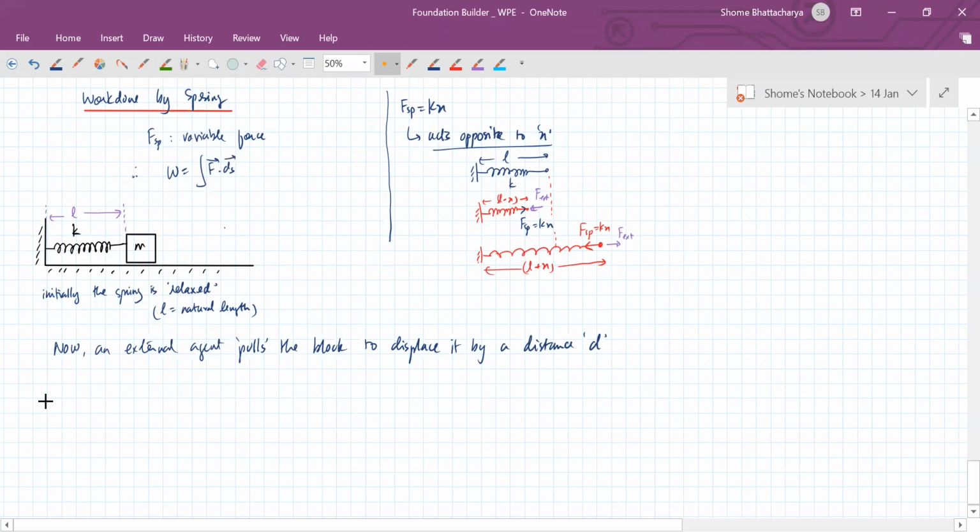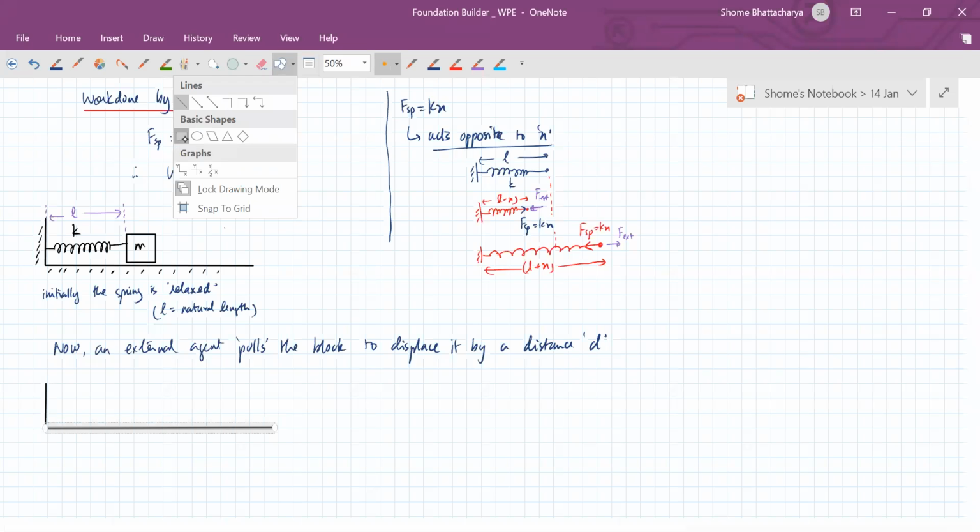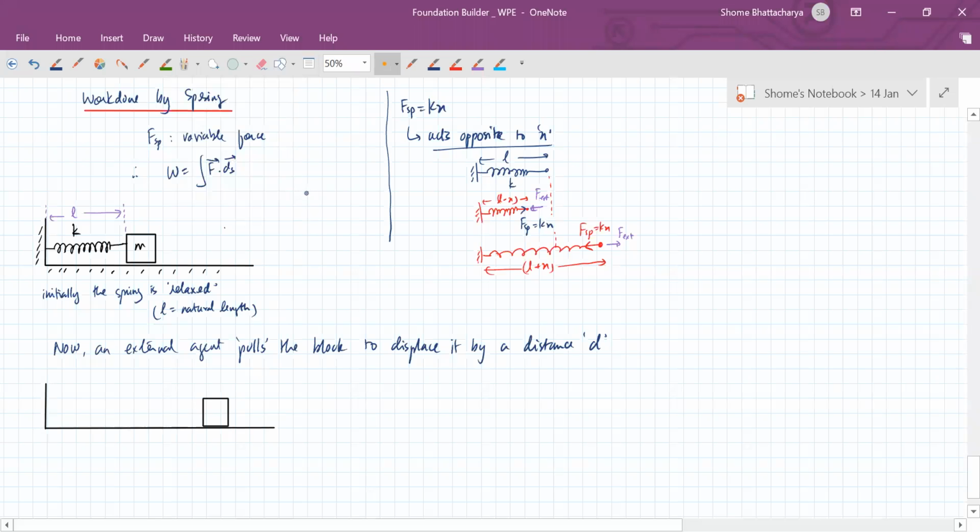we will show that this same block we have displaced in this direction by application of some kind of external force. So it has undergone a displacement compared to its previous position. It has moved through a distance of d. Okay. So the spring has got stretched to L plus d by now.